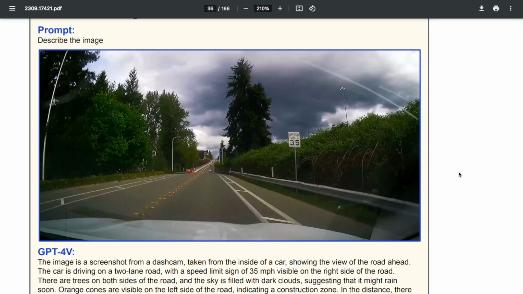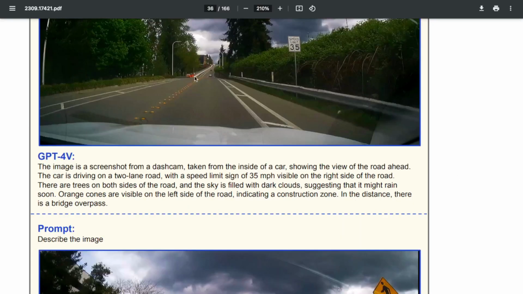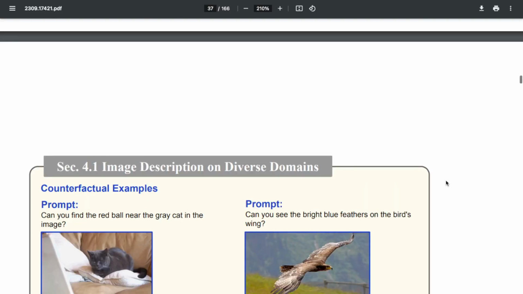A simple prompt like describe the image gives the output. The image is a screenshot from a dash cam taken from the inside of a car, showing the view of the road ahead. And it goes into more detail. Orange cones are visible on the left side of the road, which is incredible. It can actually see that. It's very hard to see that from this side of the road and at this distance. In the distance, there's a bridge overpass. It's incredible. It sees all of this.